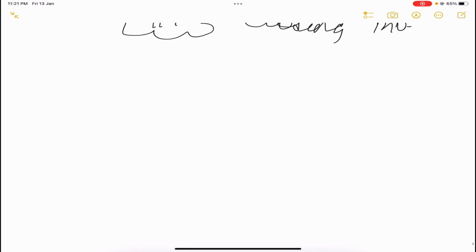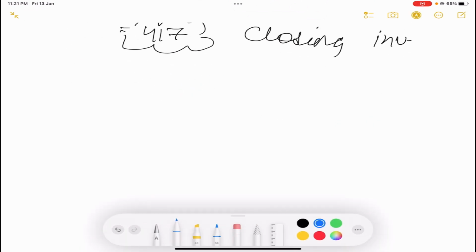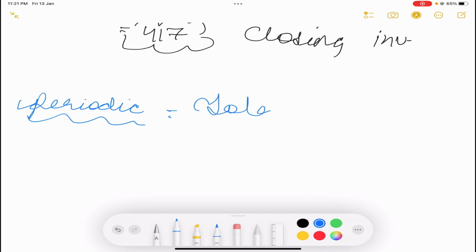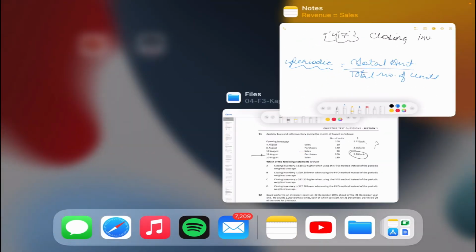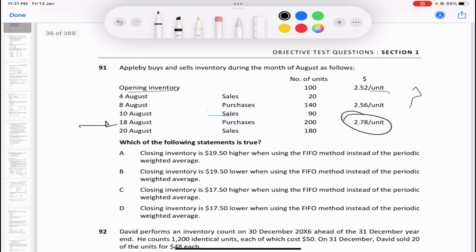Now let us do the same question using the periodic method. You remember what the periodic method was? Total amount of purchases divided by total number of units, right? This was the formula. So how are you gonna find this? What is the total amount of purchase?